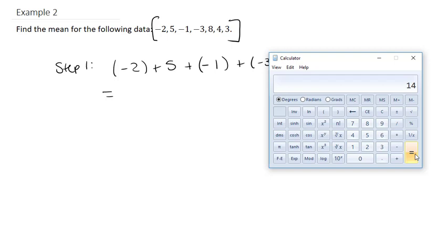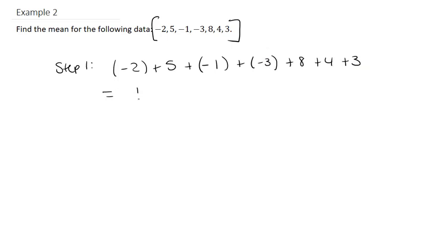14. So we go ahead and write that. So that's our total number when we count it all up. Our step 2 is figuring out how many samples we have. So we have 1, 2, 3, 4, 5, 6, 7. So we have 7 numbers. So this is our step 2.